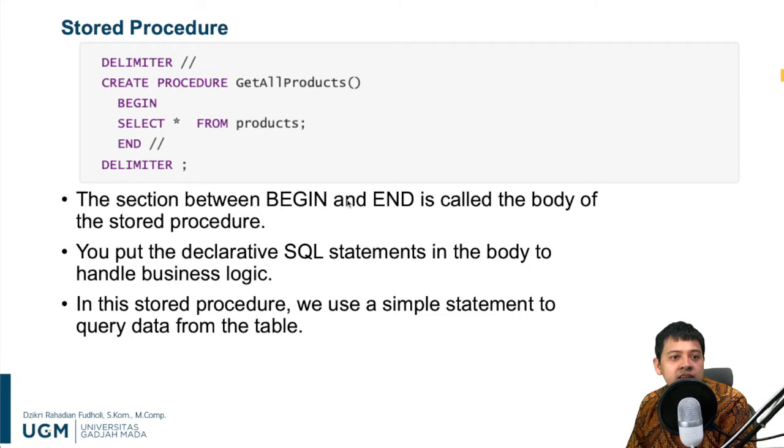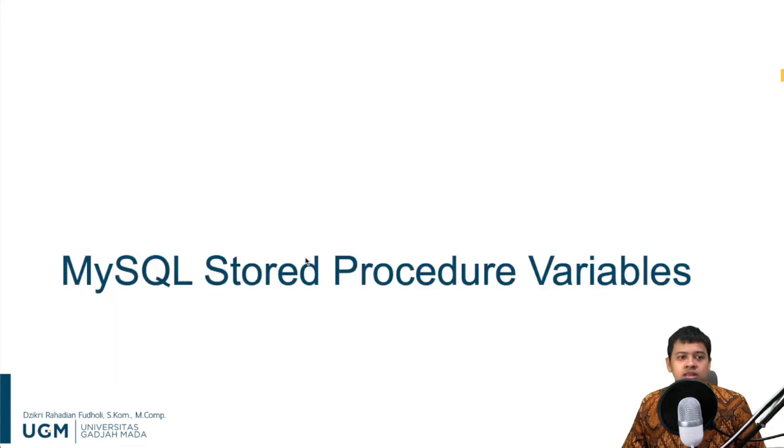The section between begin and end is called the body of the stored procedure. So inside the begin and end, this is the body of the stored procedure. You put the declarative SQL statements in the body to handle business logic. So anything you want. In this stored procedure, we use a simple statement to query data from the table. You can write anything you want, as long as you write it between the begin and end. So that is the first stored procedure.